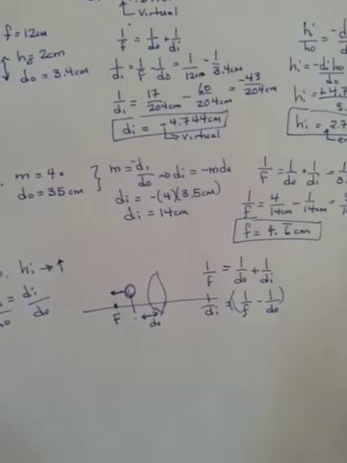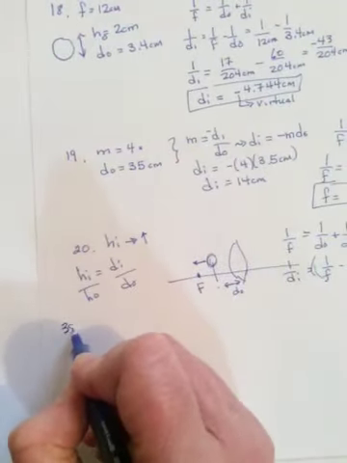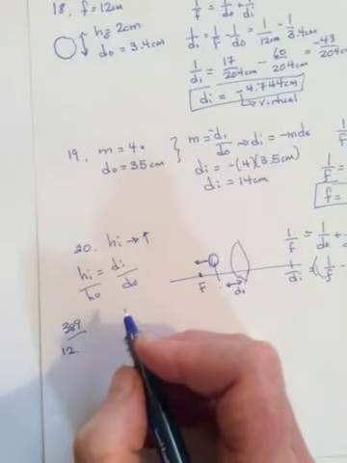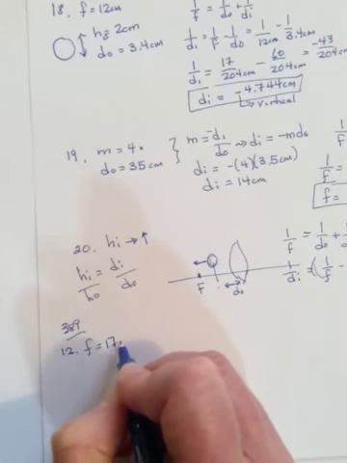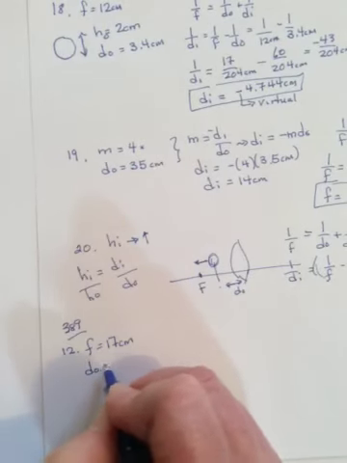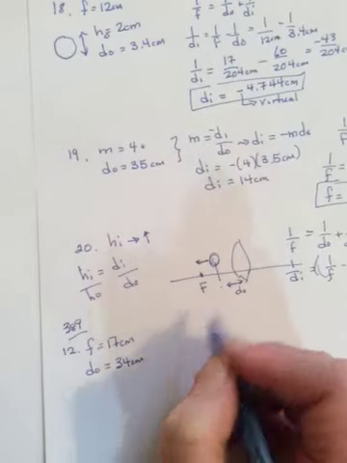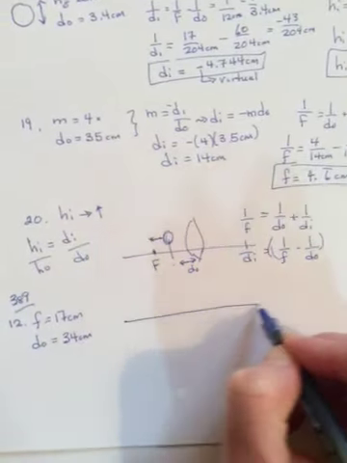All right, now let's go to page 389. And we're starting with number 12. Number 12 says the focal length of a convex lens is 17 centimeters, and the object is placed 34 centimeters in front of the lens. Make a ray diagram to find out the location of the image.